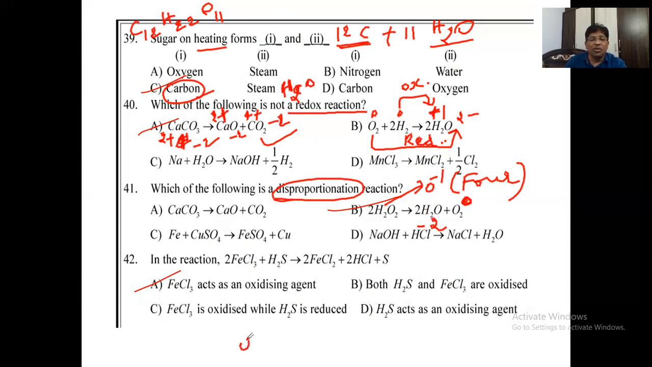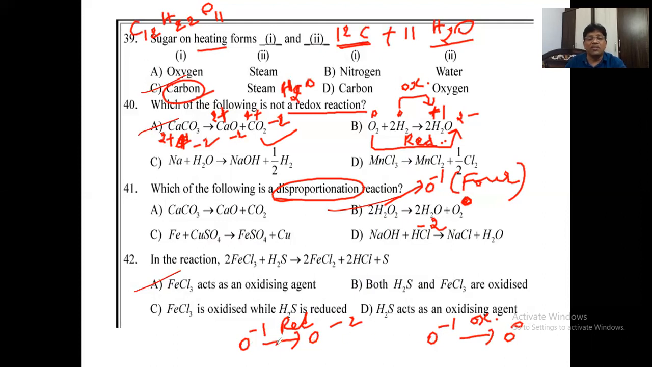So what is happening here? O-1 is going to O-2, right? And now here, tell me what happens. O-1 is going to -2, and here O-1 is also going to O0. Now here -1 is going to -2, so it is called what? Reduction. And here -1 is going to 0, so it is oxidation. So oxidation is undergone by oxygen, and reduction also is undergone by oxygen.